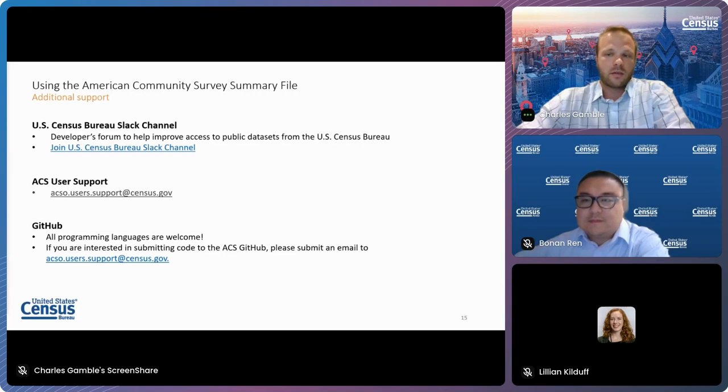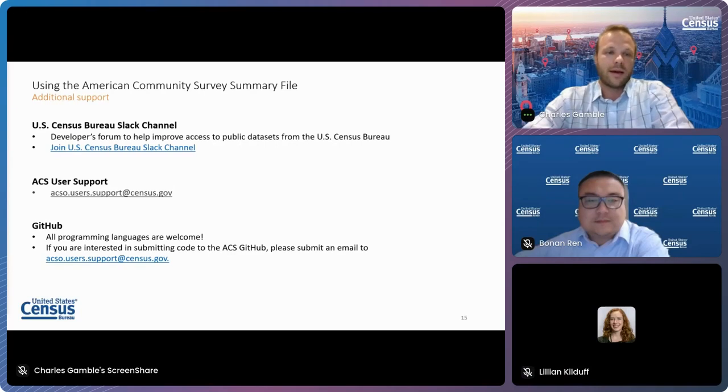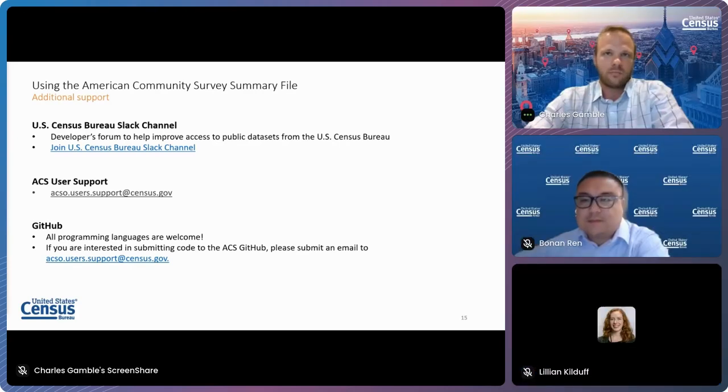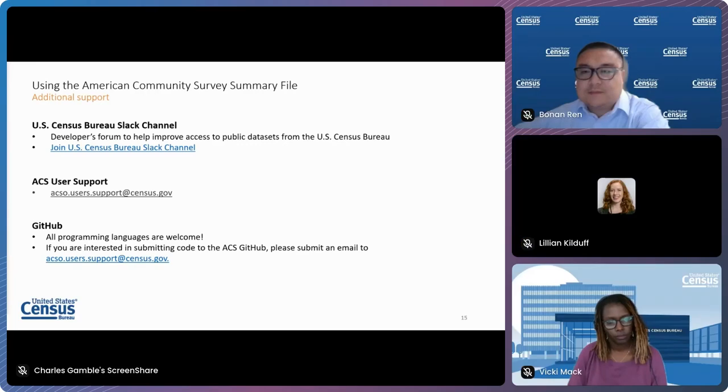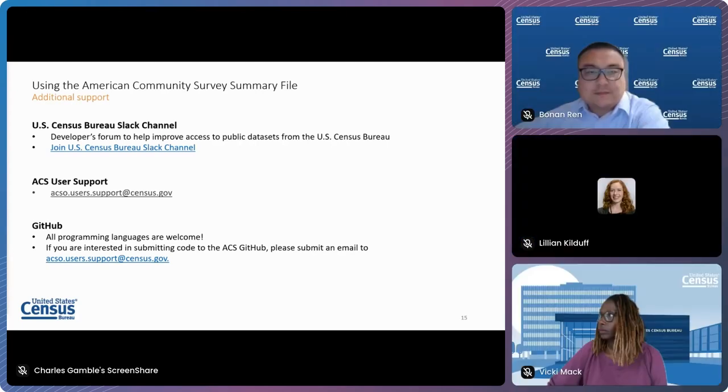And finally, the American Community Survey Office has developed a GitHub page to share repositories of code for working with ACS data developed by data users. All programming languages are welcome to be added in. So if you want to add in a code, please email us at acso.users.support, and we'll add in that coding language into the GitHub page as well. Adding that language in allows for increased knowledge sharing of different ways to work with ACS data.